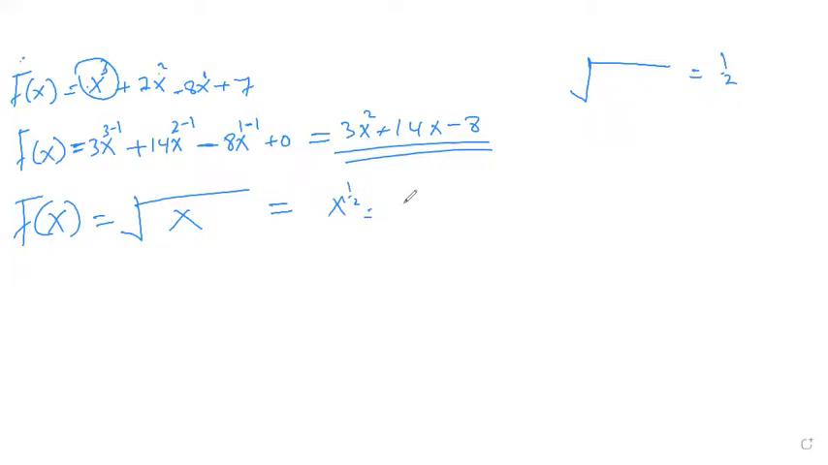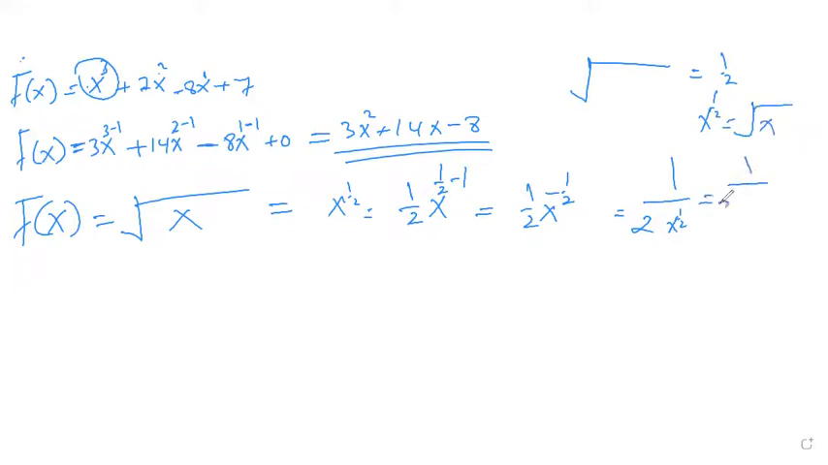This half I'm going to bring to the front. 1 over 2 x power a half minus 1. Then a half x, a half minus 1 will be negative a half. Yes. How am I going to do this one? If I don't want a negative, it will be 1 over 2 x power a half. X power a half means root of x. This means 1 over 2 root of x. This is how we do this one.